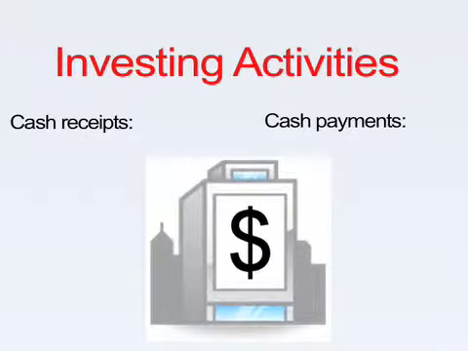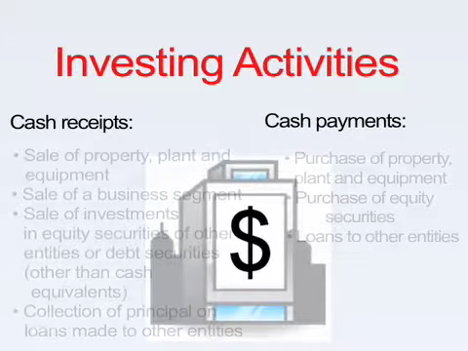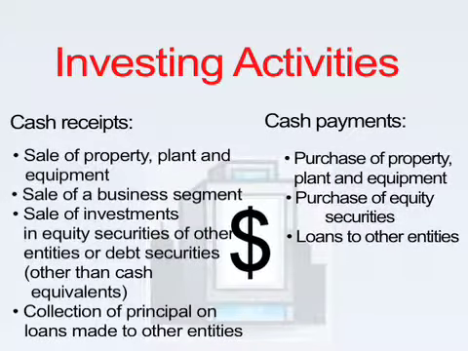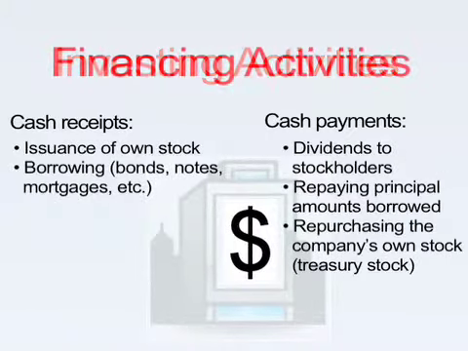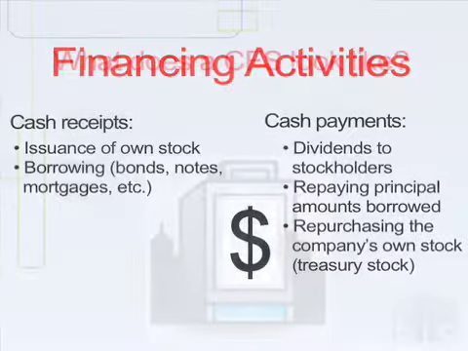Investing activities report the purchase and sale of long-term assets, such as property, plant and equipment, as well as investment securities. These investments are typically not part of your everyday operations of selling goods or services. Financing activities report the issuance and repurchase of the company's own bonds and stock and the payment of dividends.